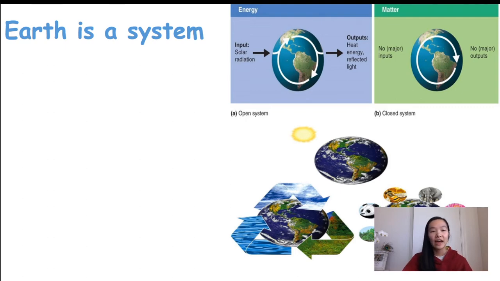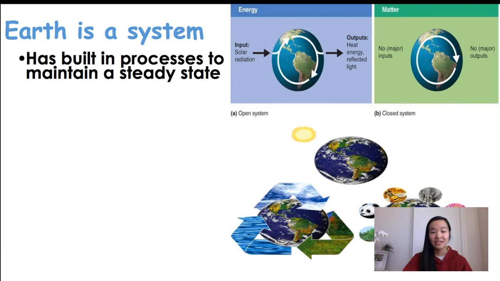And the Earth has certain processes that are built in to help maintain a steady state, which means that the Earth remains stable. There are 3 main processes that we're going to talk about. You can think of these as the pillars of Earth's sustainability. The first one is energy. I know you've talked about energy and matter and how they flow through ecosystems in your ecology unit with Mr. Wang, so we're just going to briefly recap that. The first pillar of sustainability is that energy in equals energy out.